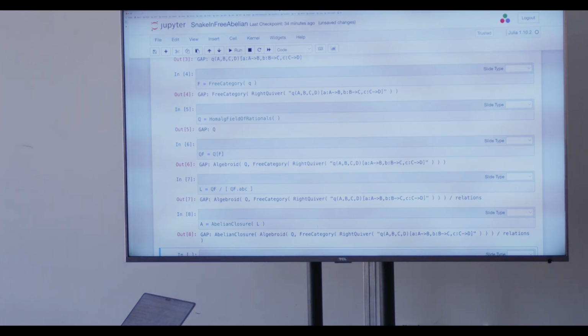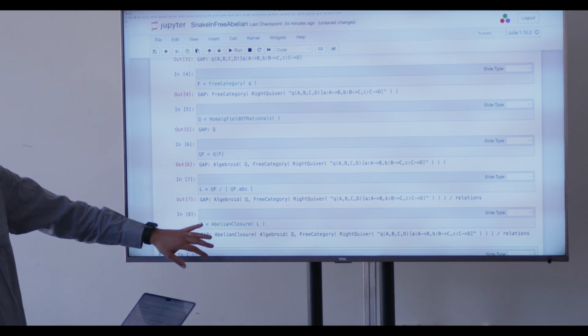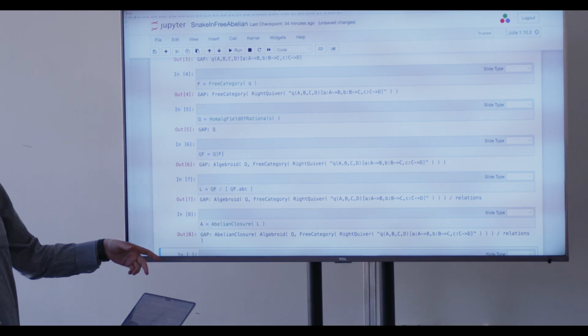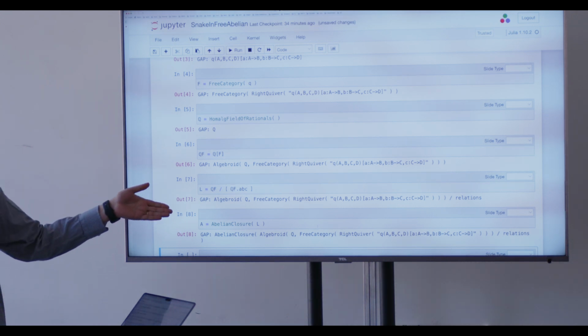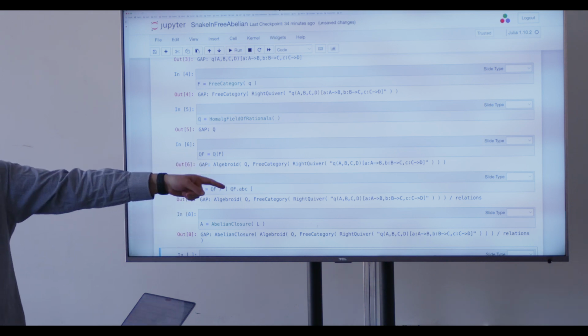Every time you are clicking, your software is running? Yes, this is interactive. Is it important that you take the quotient by the relation before doing the abelian closure? No, it's not important, but it's computationally much easier if you have the relations already embedded before you take the closure. Because in the abelian closure, you can take much more stuff than just such small relations.